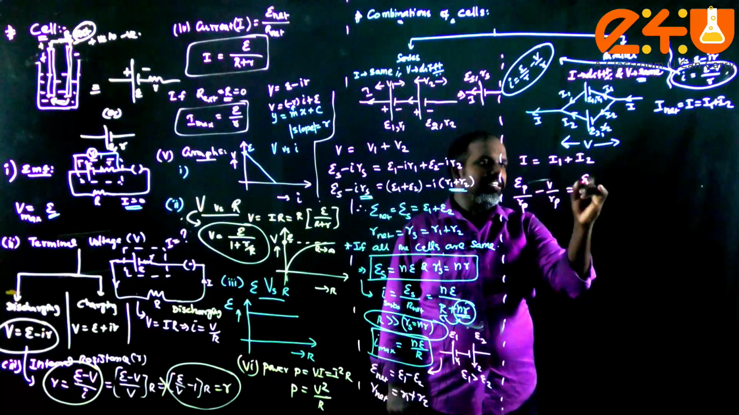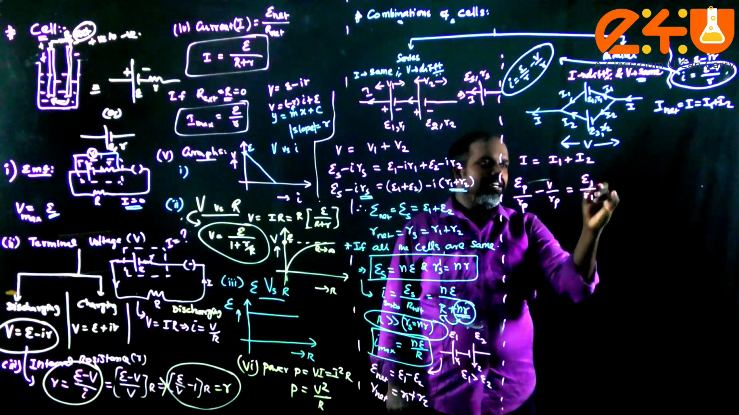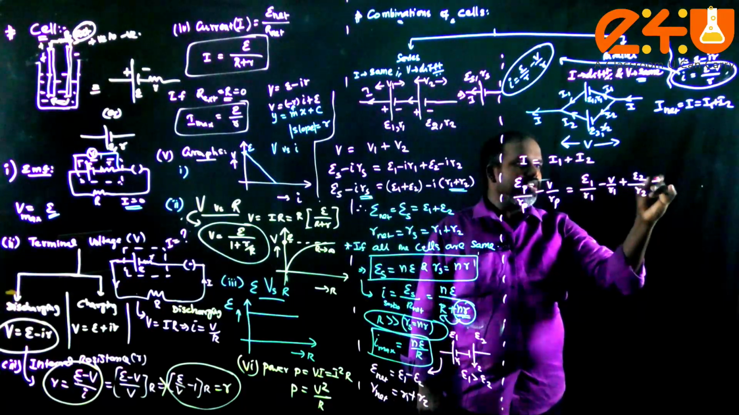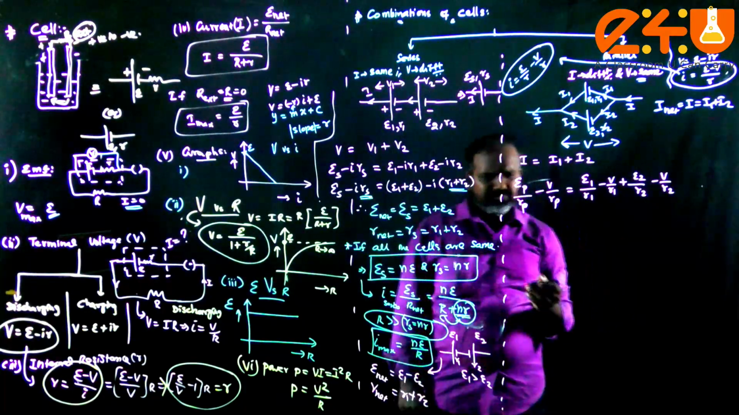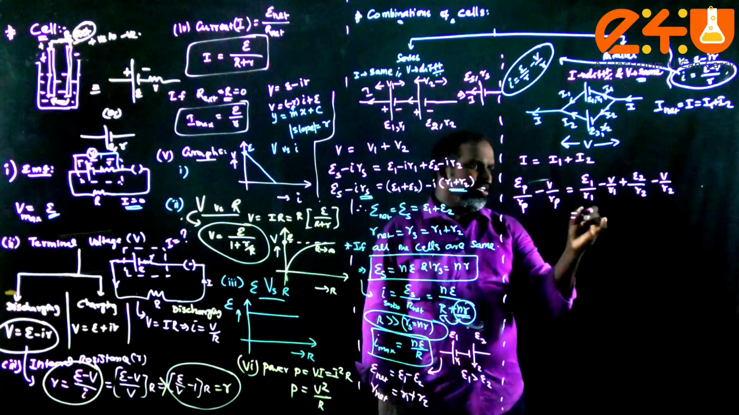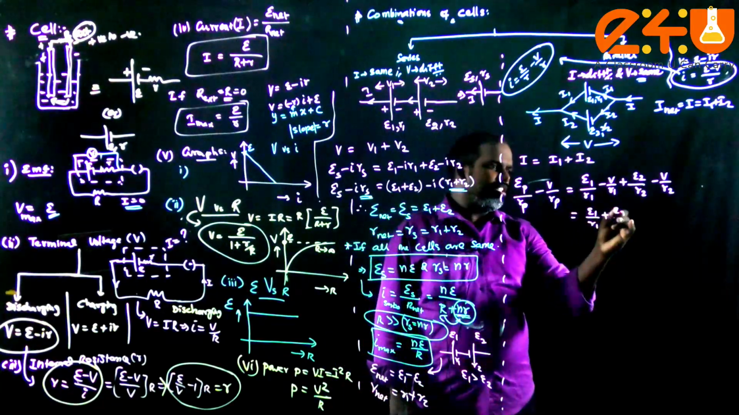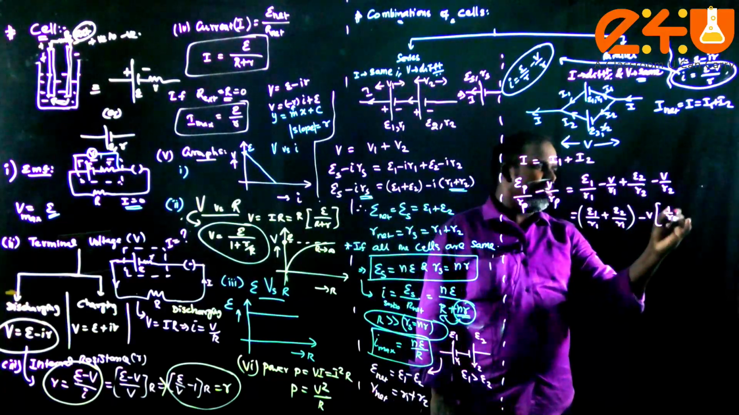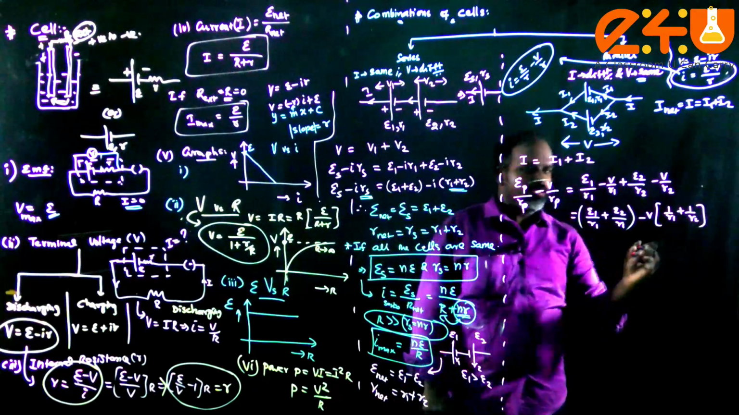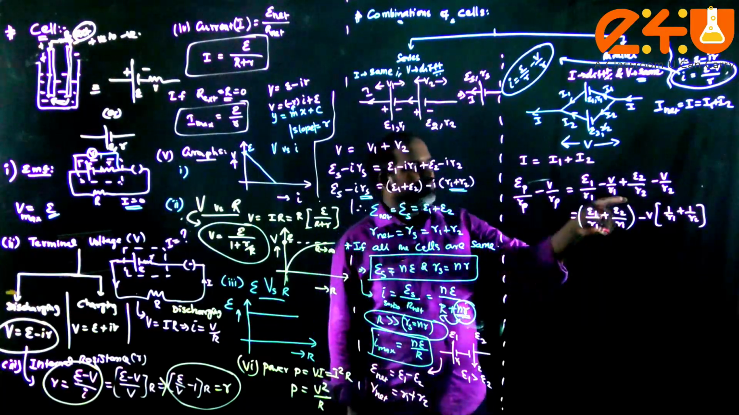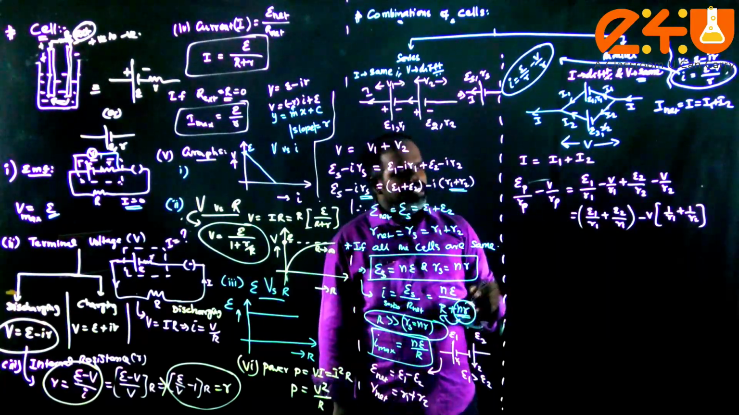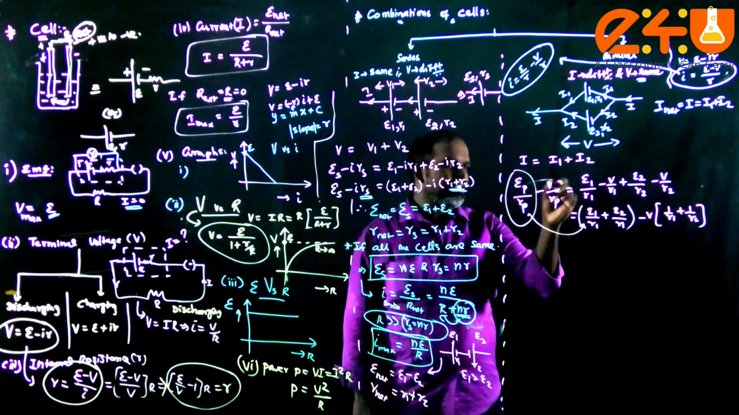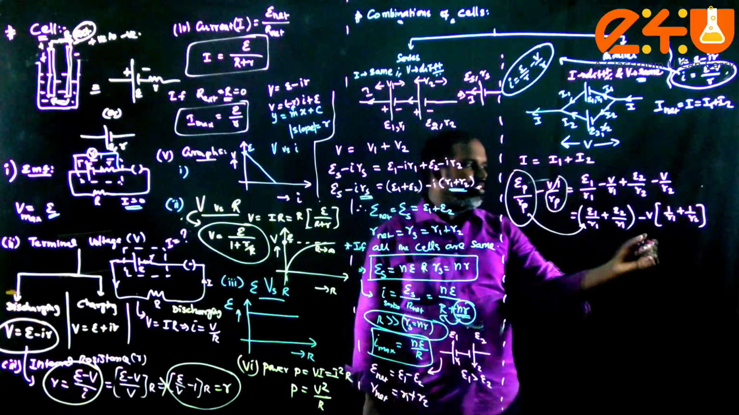Similarly for I1, I can write for the first cell, E1 by R1 minus V by R1, plus E2 by R2 minus V by R2. Just rearrange the terms so that E terms are together and V terms are together, so 1 by R1 plus 1 by R2. As we said earlier, compare the dimensions of the same quantity on either side. In the place of E by RP, this term is there. In the place of 1 by RP, this term is there.